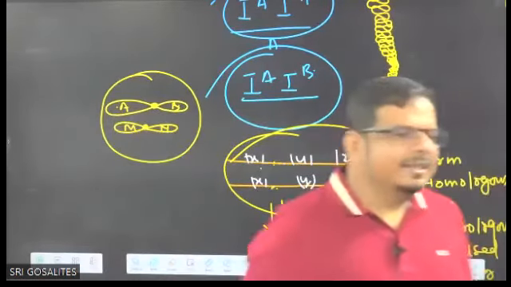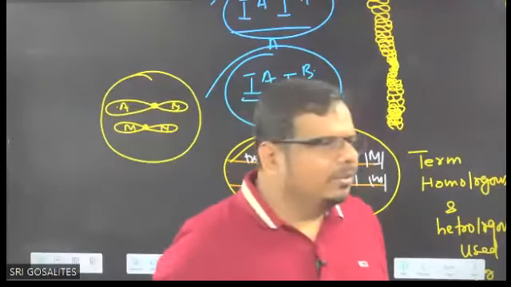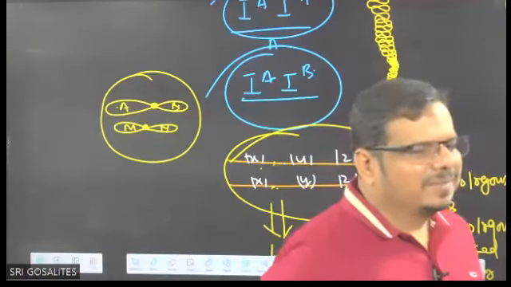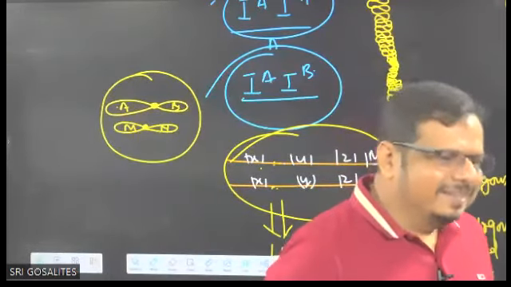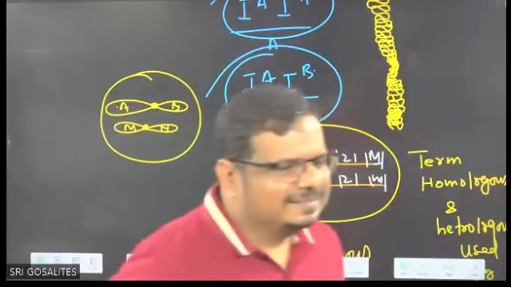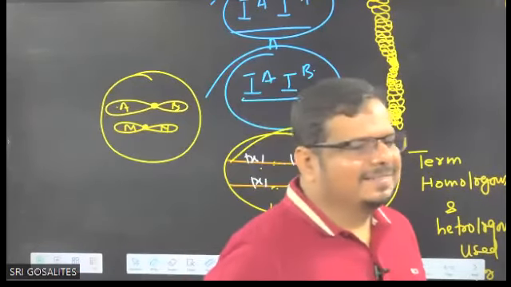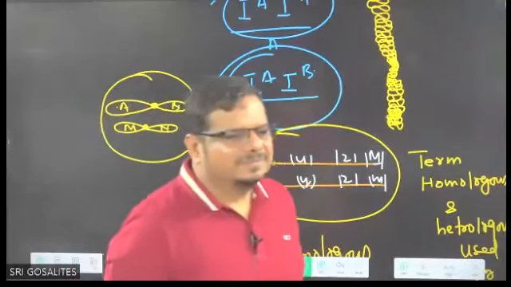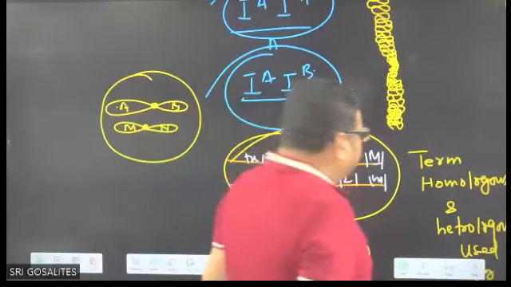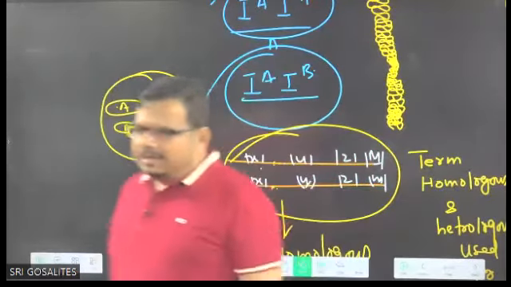A particular gene is present at a particular locus of a chromosome. So the same gene does not repeat at how many places? Two places. Clear? Clear? Yes. Right. Now I am moving on to another terminology.